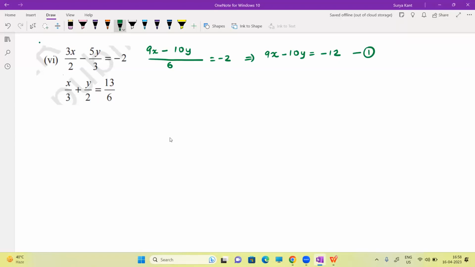And what we can write for x from equation number 1, that also we write here only, no problem. So 9x equals, we can write, minus 12 plus 10y. Divide, not divide, second step you do now here. Minus 12 plus 10y.